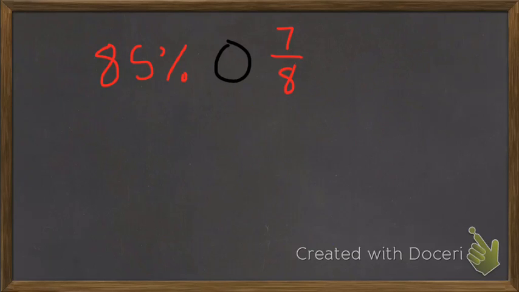Here we have 85% and 7/8. So we're going to change 85%: move the decimal, that's right there, even though you don't see it, move it 2 places to the left. So this is going to be 85 hundredths. And then we're going to divide 7 divided by 8.